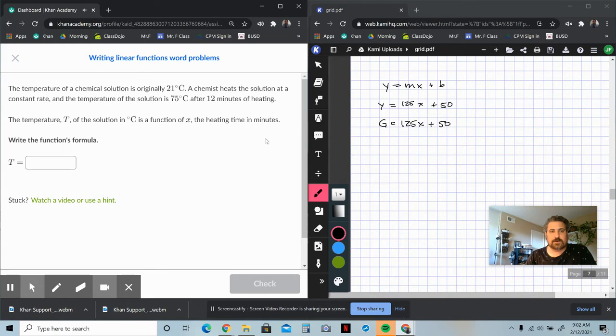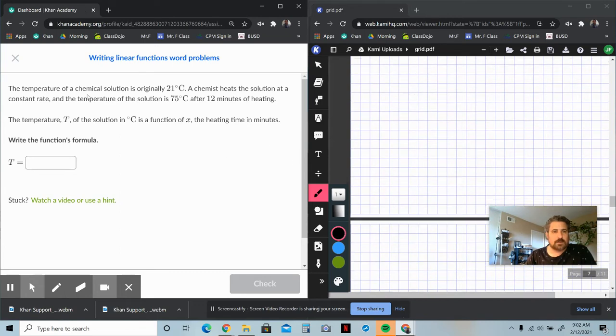This one says the temperature of a chemical solution is originally 21 degrees Celsius. A chemist heats the solution at a constant rate, and the temperature of the solution is 75 degrees Celsius after 12 minutes of heating. The temperature T of the solution is C degrees Celsius as a function of x, the heating time in minutes. Write the formula.